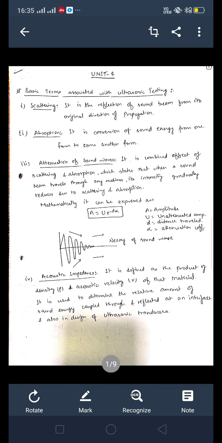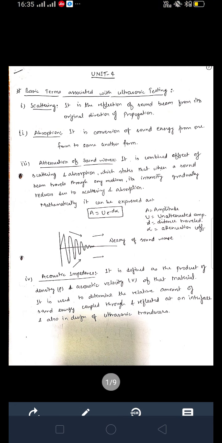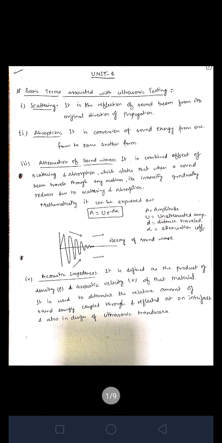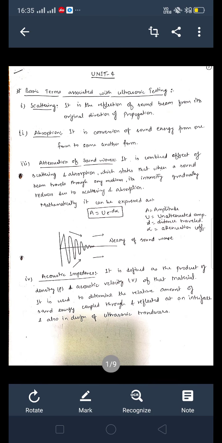And the fourth point is acoustic impedance. It is defined as the product of density and acoustic velocity v of that material. It is used to determine the relative amount of sound energy coupled through and reflected at an interface, and also in the design of ultrasonic transducers. So acoustic impedance is equal to the product of density and velocity.